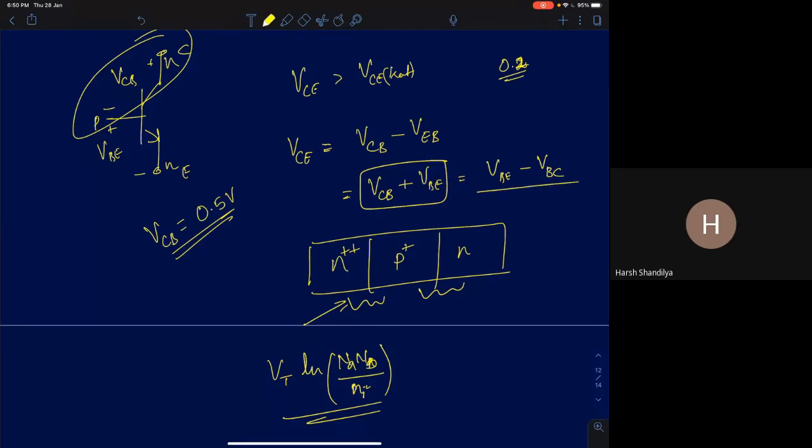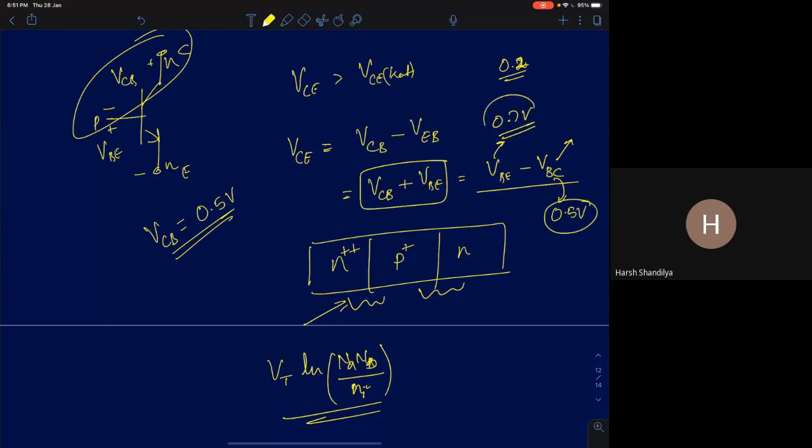Now I'll assume that if VBC is forward biased, then this will be close to 0.5 volts, and this will be close to 0.7 volts. So the difference comes to around 0.2 volts. That's just a rule of thumb. It can be smaller than that also, even smaller. Now if VBC becomes negative, then this quantity will become negative and your device will be properly in the active region. Base collector is reverse biased. If it gets forward biased, then it should be greater than 0.5.